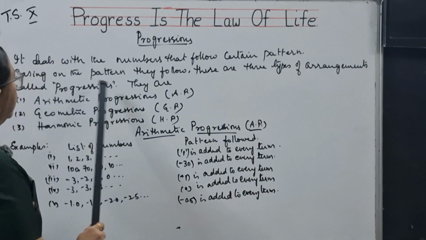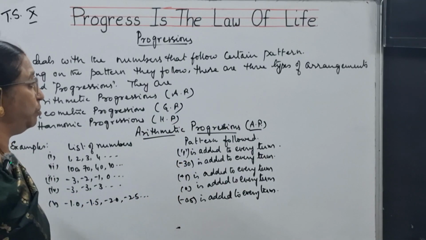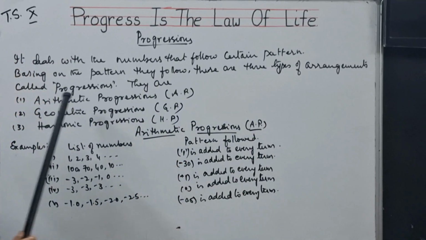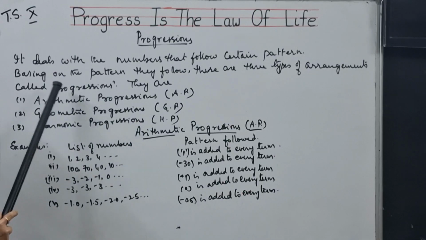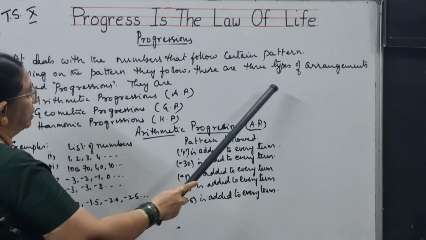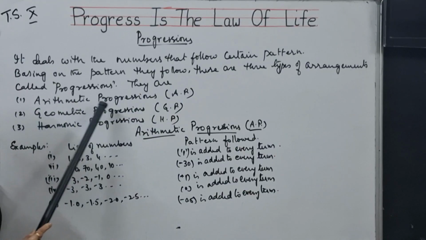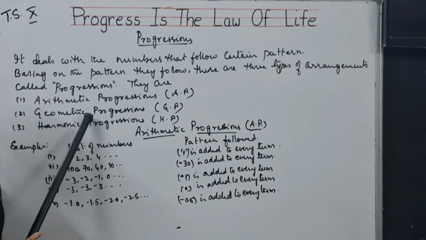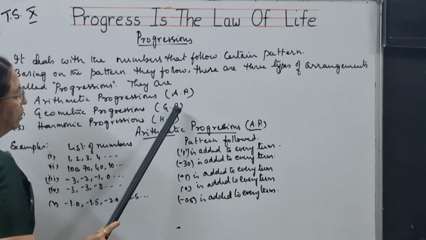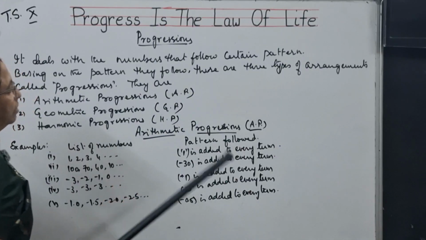So here, basing on the pattern they follow, there are three types of arrangements. And these types of arrangements are called progressions. So how the numbers are arranged, basing on this, we consider three progressions. What are they? First one, arithmetic progressions, we generally call it AP. Geometric progressions, we generally call it GP. Harmonic progressions, we call it HP.